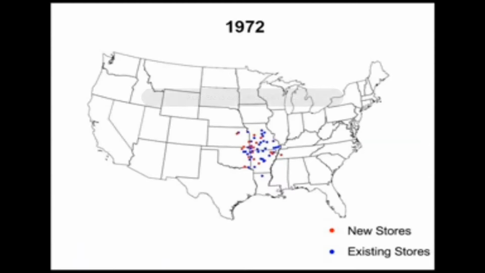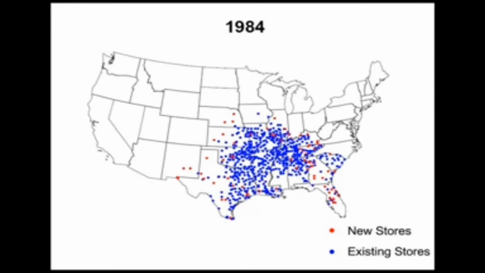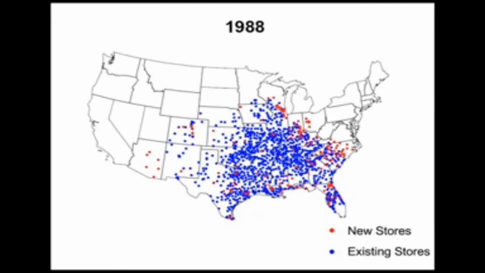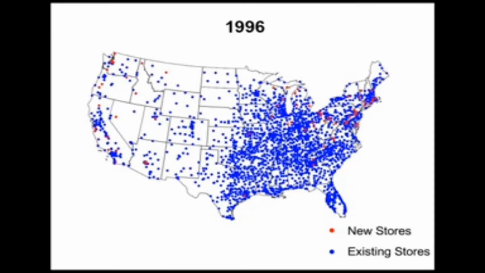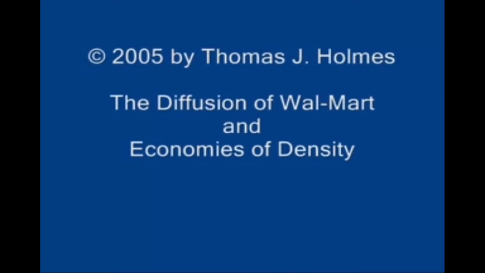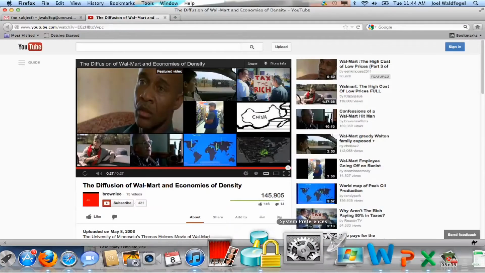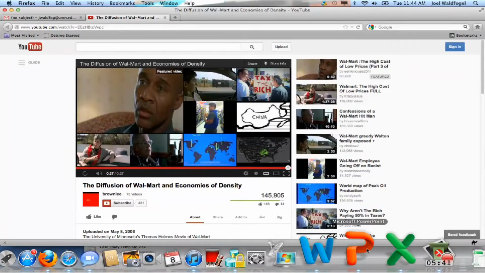This movie shows the diffusion of Walmart since its founding. Each year, the red dots are new openings of stores, and the blue dots are the existing stores. Notice how it gravitates out from Arkansas and eventually envelops the country. This picture was created by my colleague Tom Holmes in the economics department at the University of Minnesota. Let's get back to the slideshow.